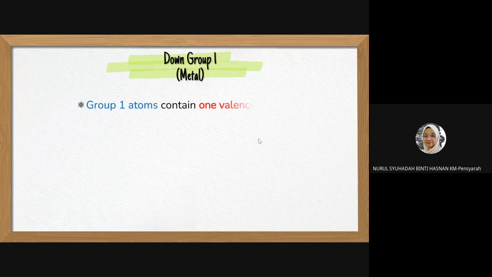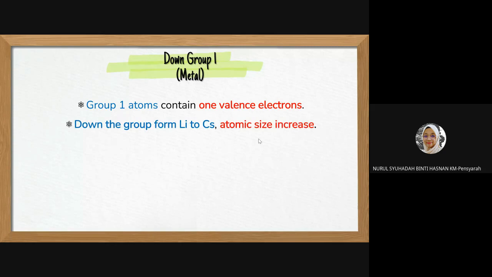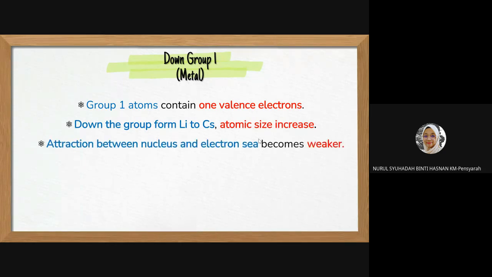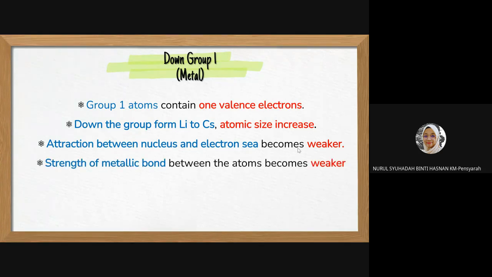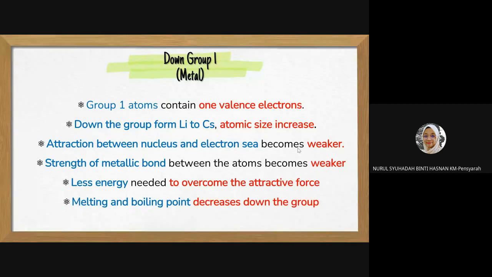Okay, jadi dekat sini kita akan kata so group 1 contain 1 valence electron. So down the group from lithium to cesium, atomic size increase. So the attraction between nucleus and the electron becomes weaker. Benda yang kita dah bincang tadi. Okay, so the strength of metallic bond between the atoms becomes weaker. So less energy needed to overcome the attractive force. So melting and boiling point decrease down the group. Okay, sama macam kita bincang tadi. Boleh?